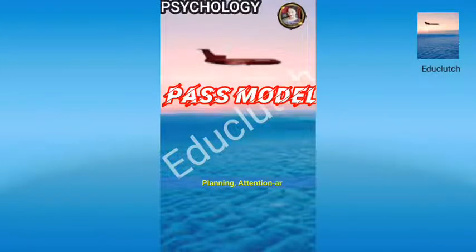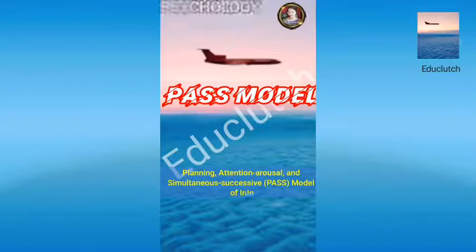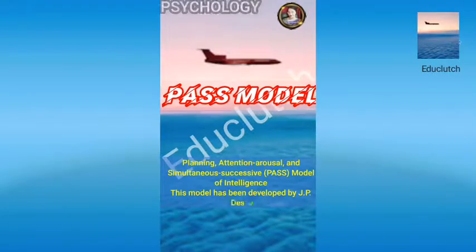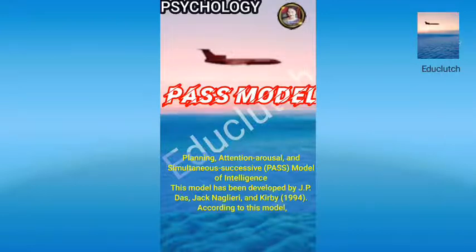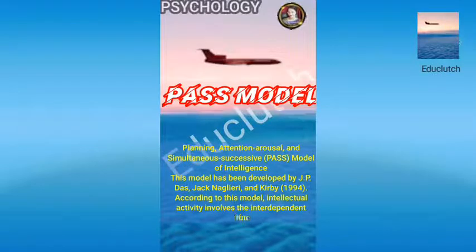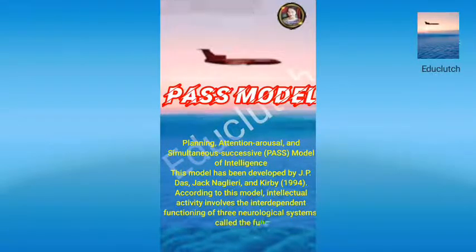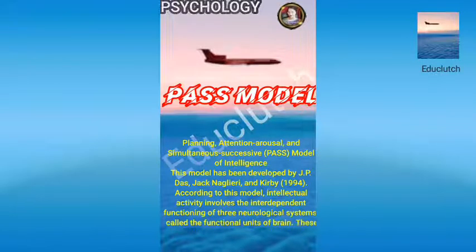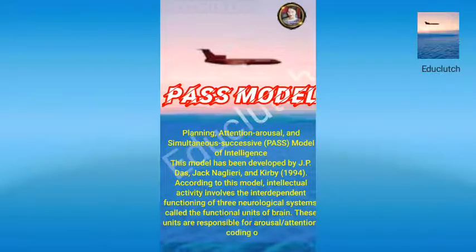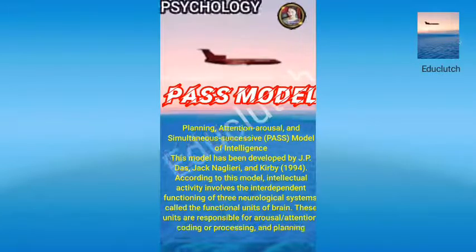Planning, attention arousal, and simultaneous successive model of intelligence, that is PASS model of intelligence, was developed by J.P. Das, Jack Naglieri, and Kirby in 1994. According to this model, intellectual activity involves the interdependent functioning of three neurological systems called the functional units of brain. These units are responsible for arousal or attention, coding or processing, and planning respectively.